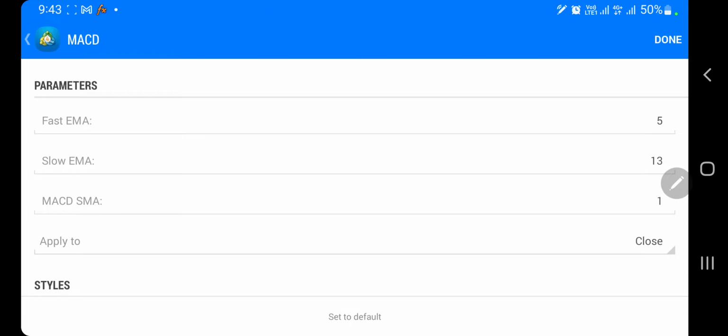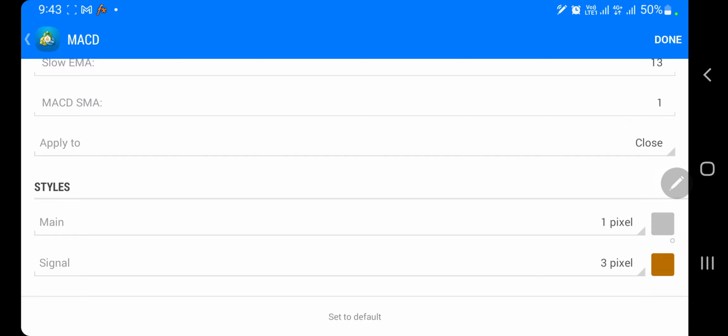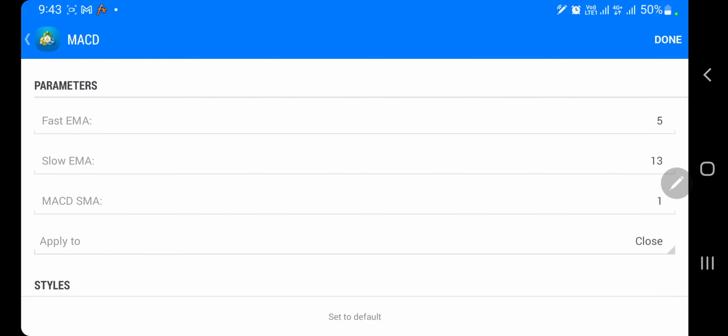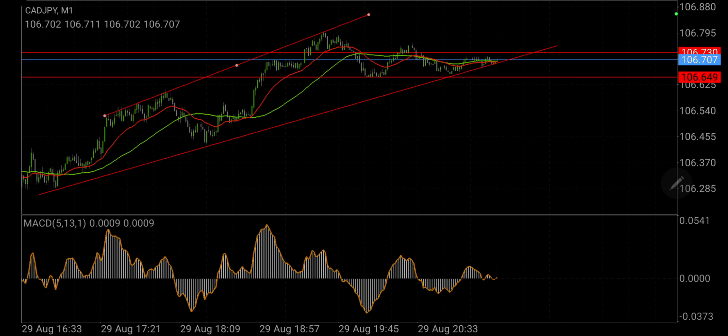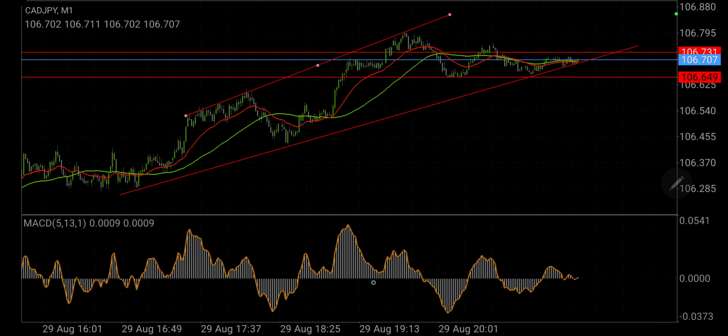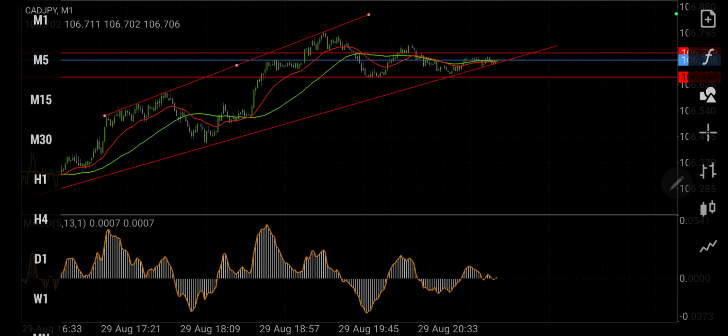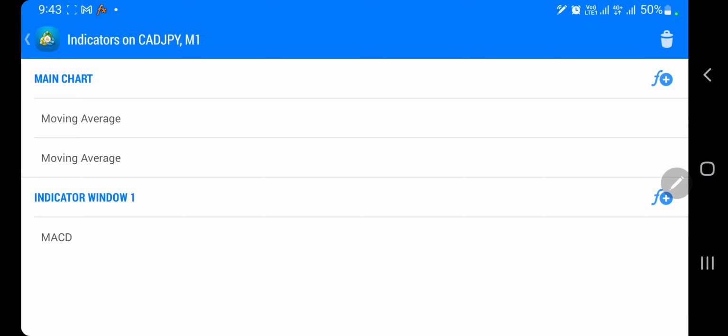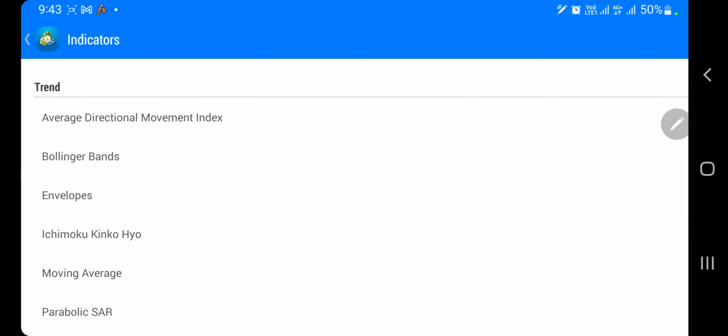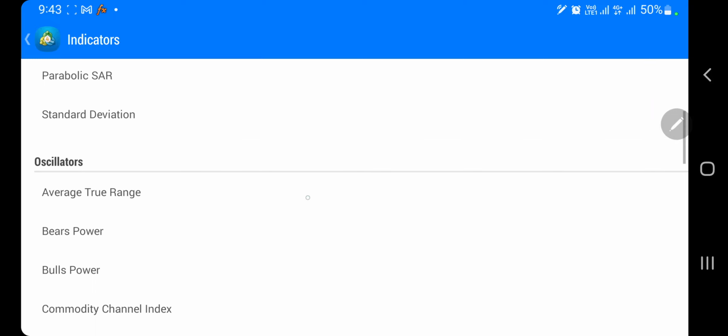I received messages on the last video asking what parameters to set up for the fast EMA or slow EMA of the MACD. So this is 5, 13, and 1. Close and choose your color, whatever you like. Okay, and done. Here you can see the MACD is on your screen now, and there's another indicator I'm going to show you on this strategy, which is under window indicator 1.